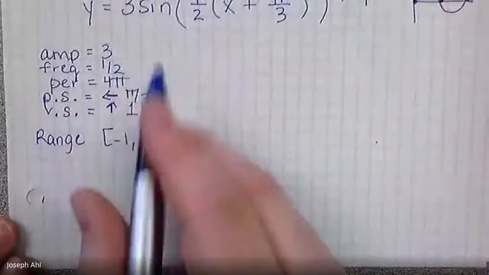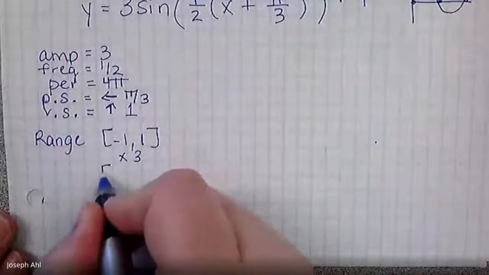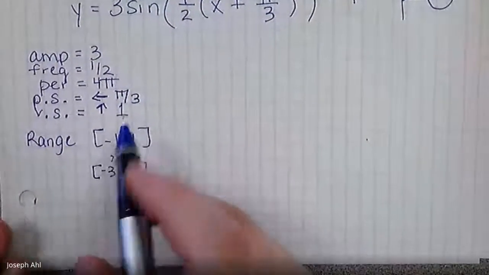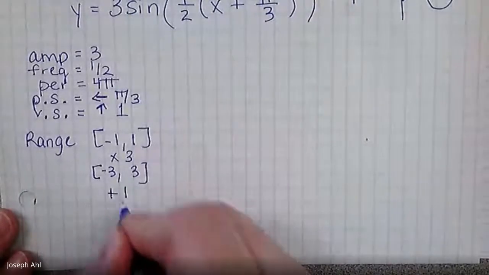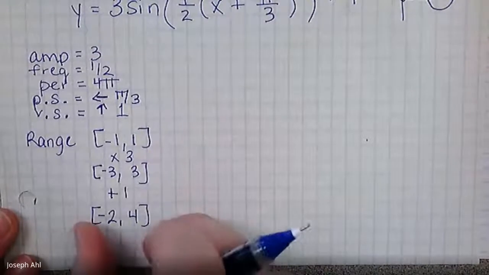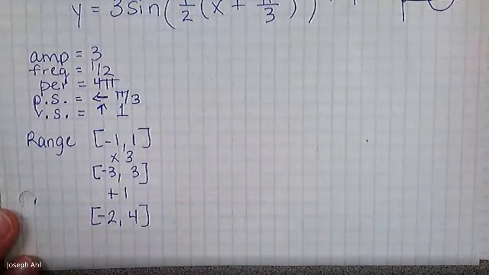All right, multiply by the amplitude. So multiply by 3. So now we're at -3 to 3. And then finally add on the vertical shift. So if we move everything up 1, the final range is from -2 to 4. That's going to help me set out my y values in a second here.